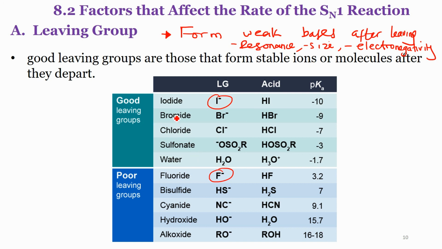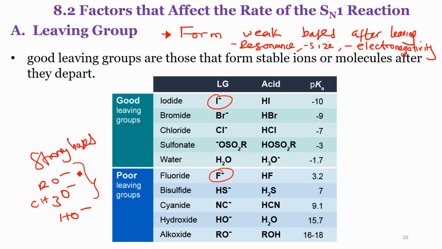So you really want something like iodide, which is big and electronegative. You don't want OH as a leaving group. You don't want, for example, RO- as a leaving group, for example, methoxide, alkoxides. These guys are strong bases. And because they are strong bases, they are poor leaving groups. So that's the summary, but again, we discussed that before.